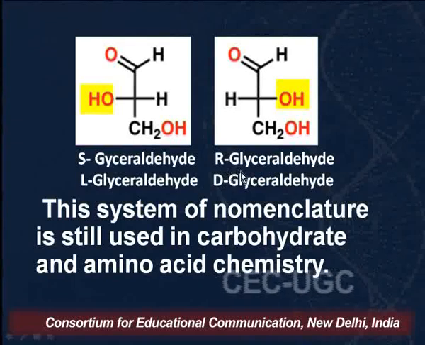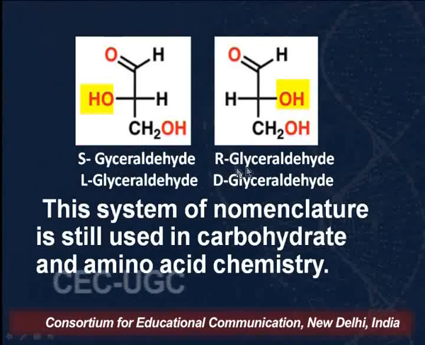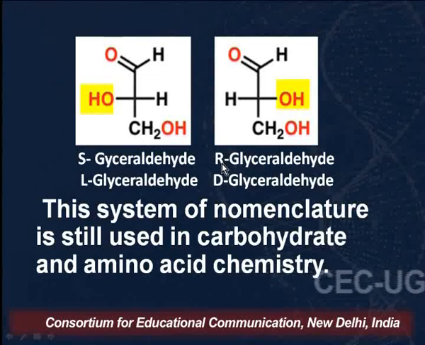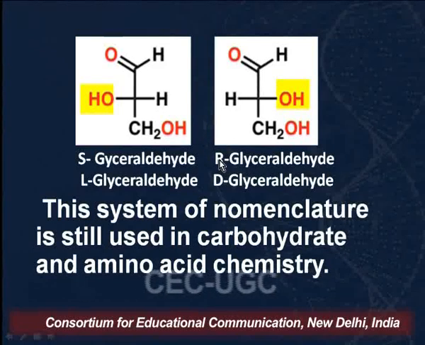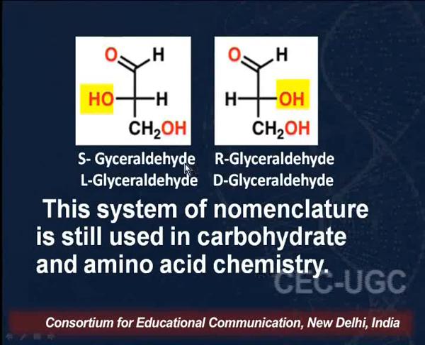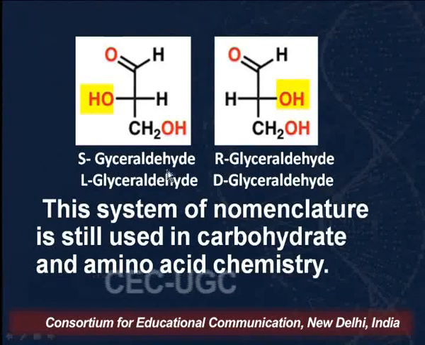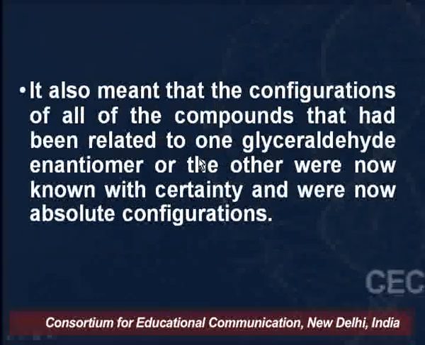And the structure which had D configuration in Fischer's projection has configuration R in the modern system of nomenclature which we use. But for the sake of convenience, the older system, that is the DL system of nomenclature, is still used in carbohydrate and amino acid chemistry.